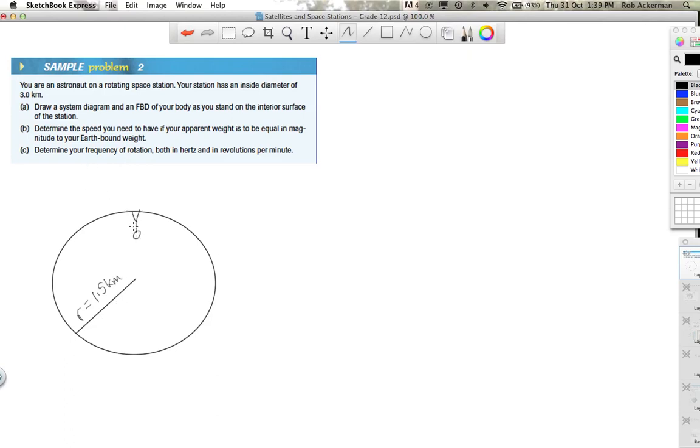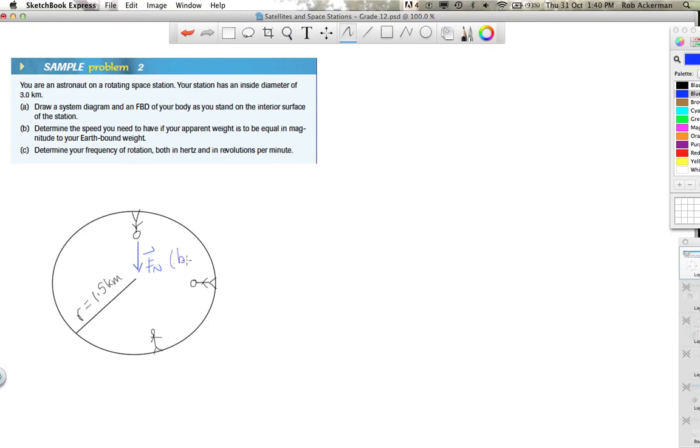You are somewhere on the outer edge of this space station, like you saw on the previous slide. You could be anywhere. And they ask you to draw a free body diagram for your body as you stand on the interior surface. Okay, not a problem. We know that there's a force directed toward the center. We know we're standing on a surface. This force, therefore, is the normal force. However, in what frame of reference does the normal force act?